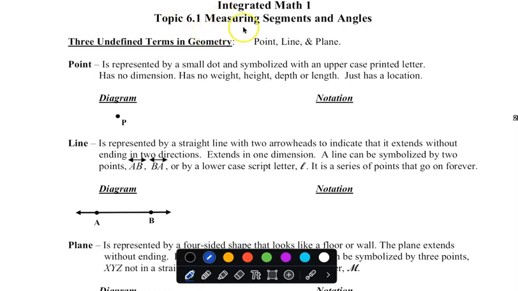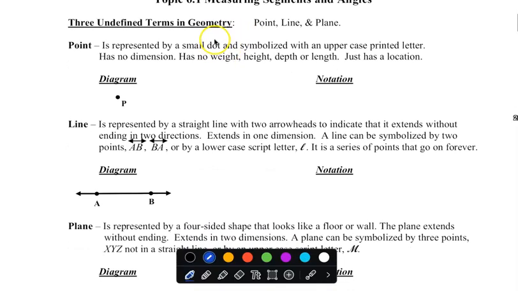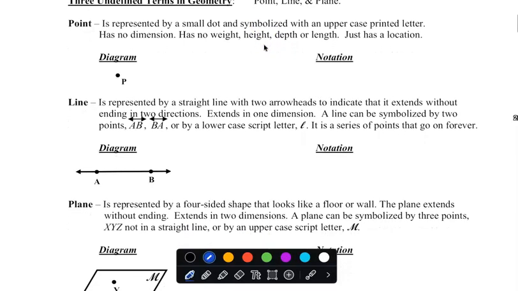In this video, we're going to talk about measuring segments and angles. Now, there's a lot of vocab for this, so bear with me. But first, let's talk about the three undefined terms of geometry: points, line, and plane. So these don't have a formal definition. They're just kind of like that, but they are the key building blocks of geometry. So let's go over each one.